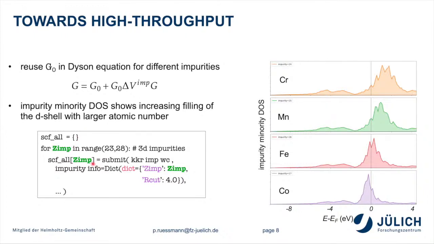So we can submit all these calculations simply with a loop over the nuclear charge for 3D impurities, and then we submit all these KKR impurity work chains. Here on the right, you see the final result, where I chose to plot the impurity minority density of states for chromium up to cobalt, where you can clearly see that going through the D series of the elements, you get an increased filling of this minority density of states. So here you see this line of the Fermi level goes through this peak in the minority density of states.